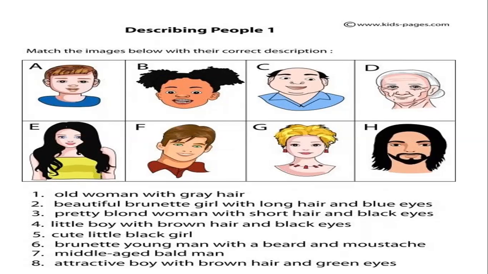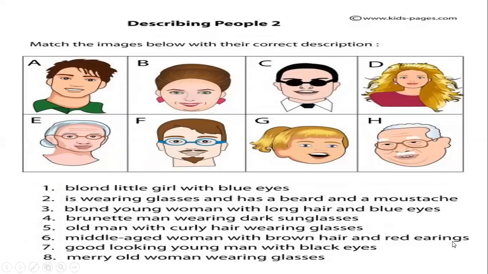Letter F. Letter F. Okay, excellent. Let's see. Vamos a ver. Next. Blonde little girl with blue eyes. Letter B. Letter B. Number two. Is wearing glasses and has a beard and a mustache. Letter F. Number three. Blonde young woman with long hair and blue eyes.